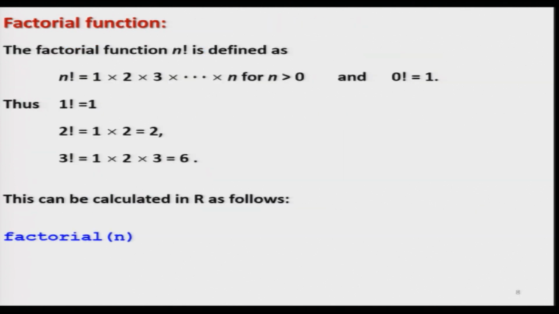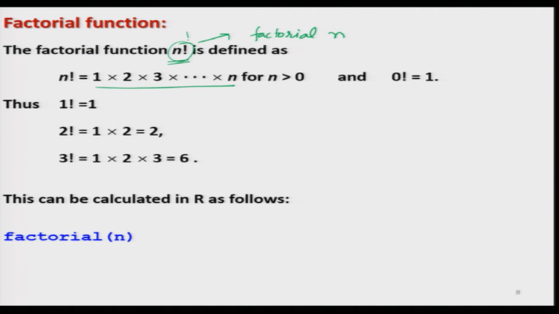Now I introduce a measure that you already know, the factorial function. The factorial function is indicated as n followed by an exclamation sign. This is called factorial n. The meaning of factorial n is that all the integers starting from 1 to n are multiplied together, like 1 into 2 into 3 up to n.